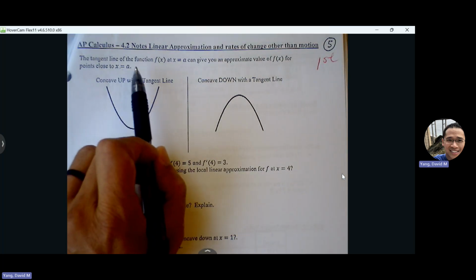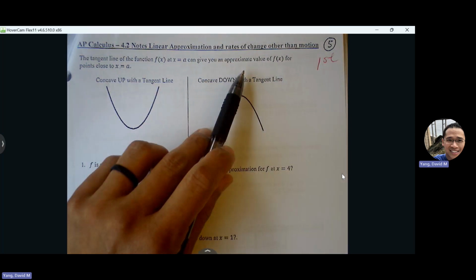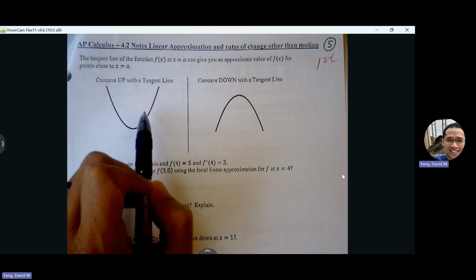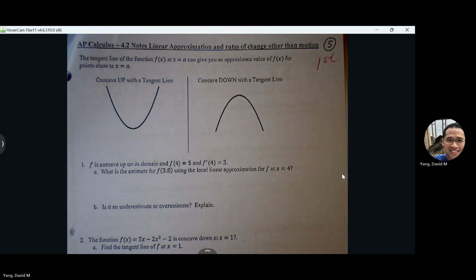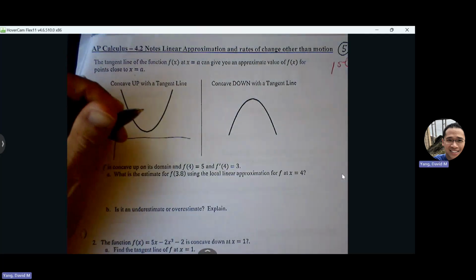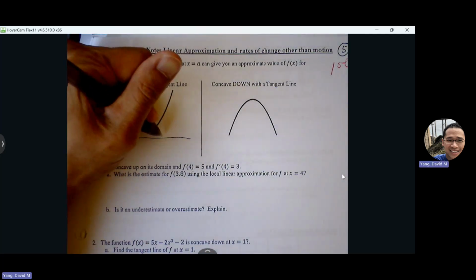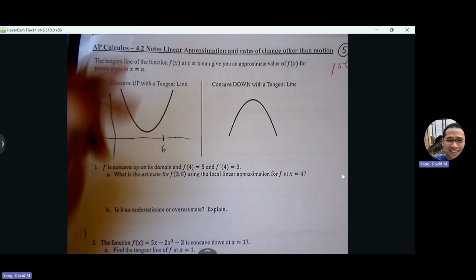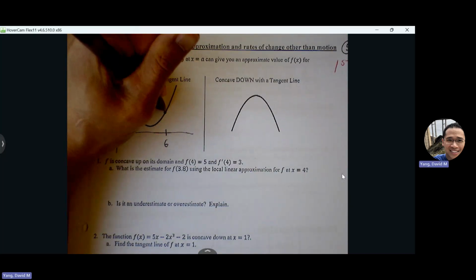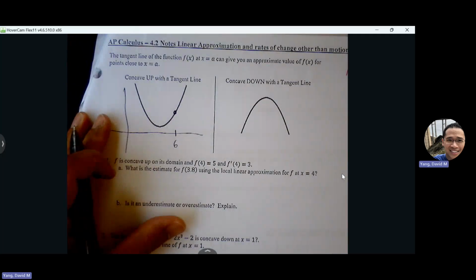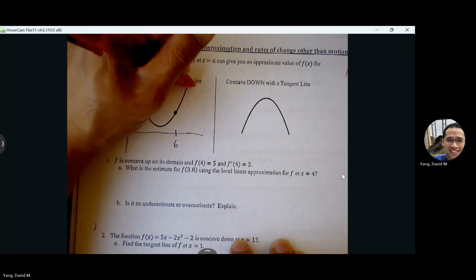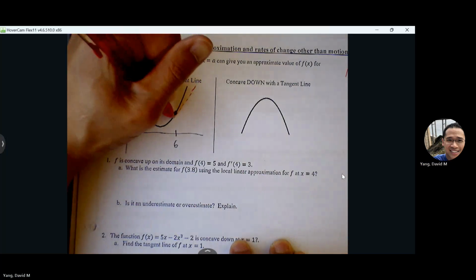Okay, so the tangent line of a function f of x at x equals a can give you an approximate value of the function at a point that is close to a. So let's say our graph looks something like this. And let's say there was an x value of 6, and you created a tangent line at 6. So let's say you found the slope and you found the ordered pair, and you created a tangent line equation.